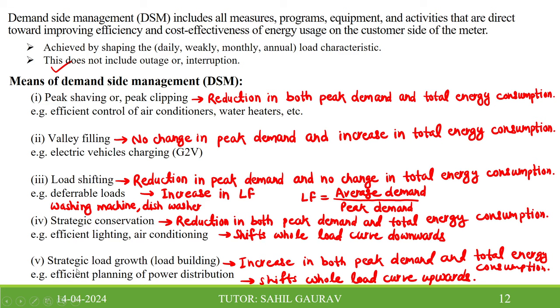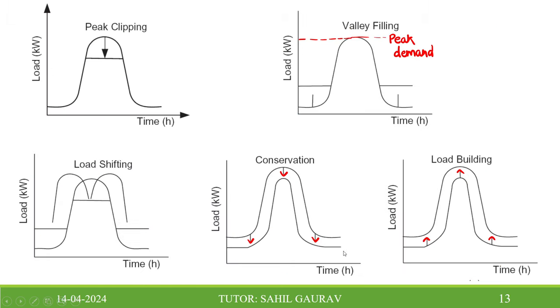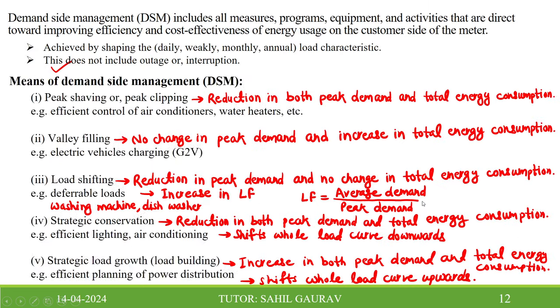Now fifth is strategic load growth or load building. That means you are shifting the whole load curve upwards. So in this case, there is an increase in both peak demand and total energy consumption, and it shifts the whole load curve upwards. An example for this strategic load growth is the efficient planning of power distribution.